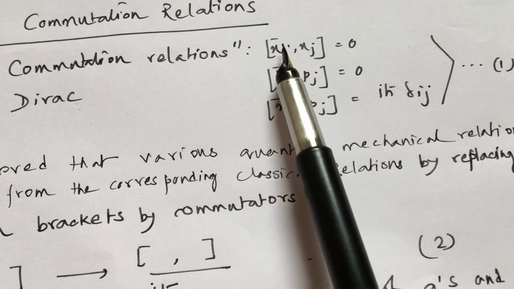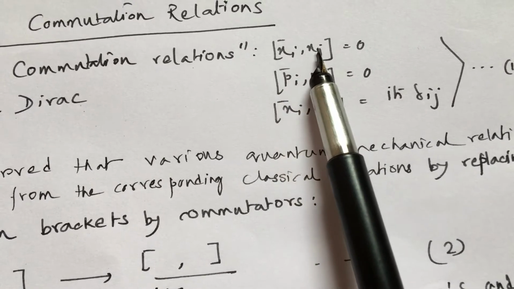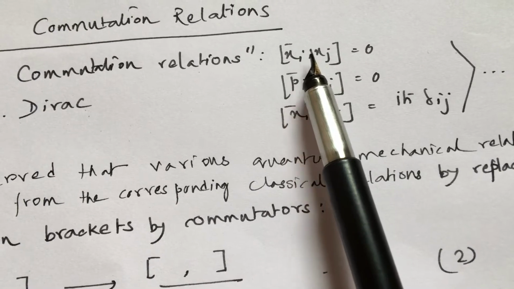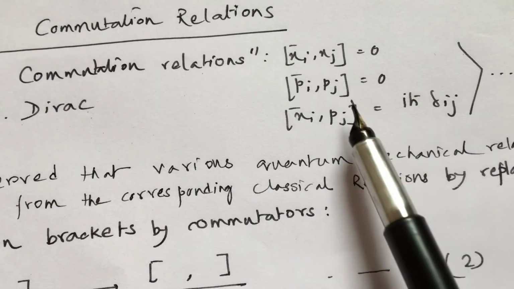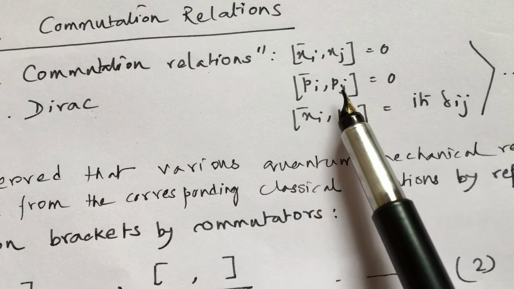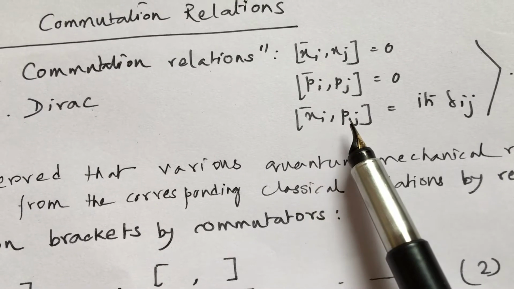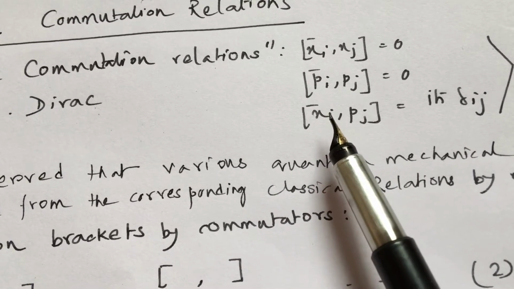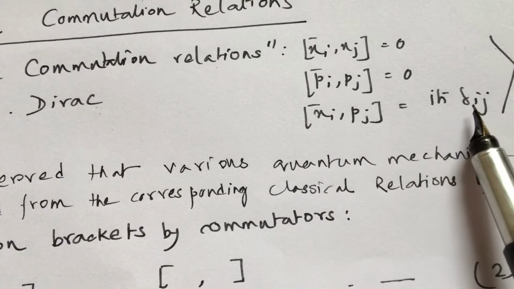Suppose you can take this as x and y, you can take this as y and z, you can take this as x or z. So positions within themselves commute, momentum components within themselves also commute. This is px, this is py, suppose. But for position and momentum, if this is x and this is px, if this is y and this is px, what will be the commutation relation for that?